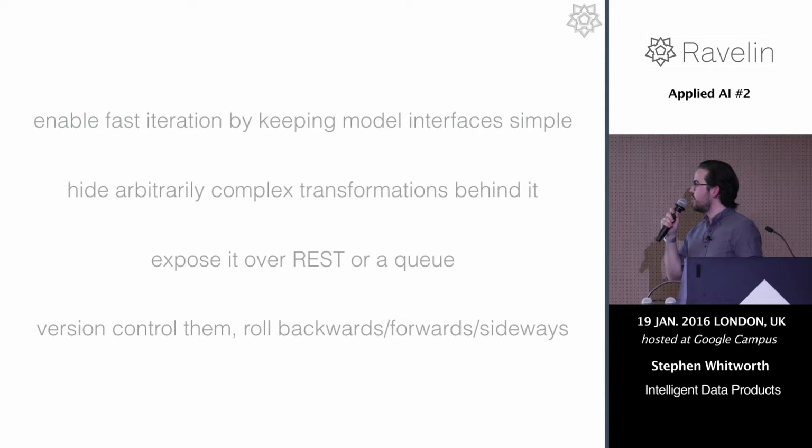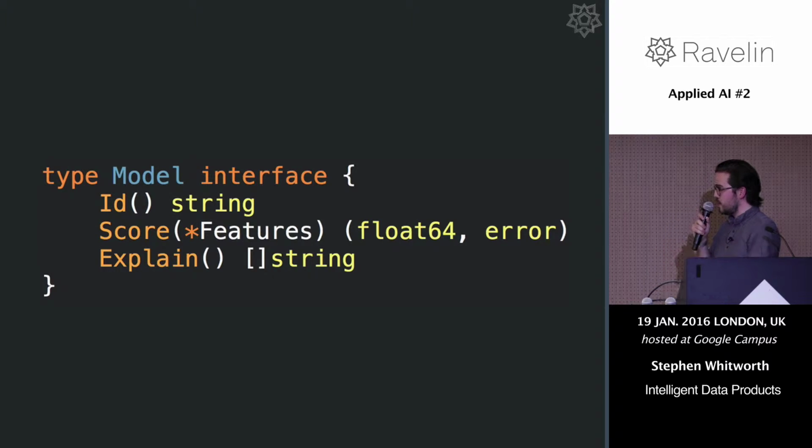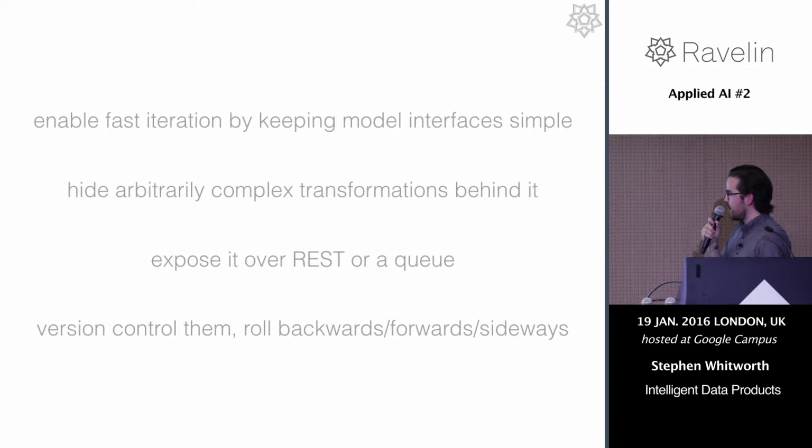This is another heuristic: keep your model interfaces really simple. We have a model server inside our infrastructure, and you just have to have three methods to be called a model. An ID, which is a string; a score method, which takes features and returns a probability and an error; and then a bunch of string explanations about why you made the decision you did. If you think about that, you can hide arbitrarily complex things behind that interface.